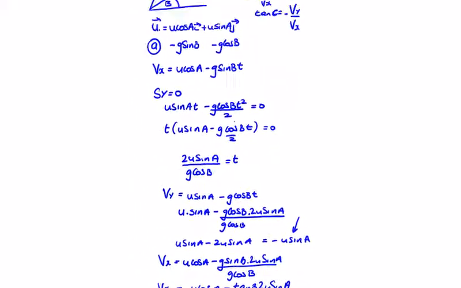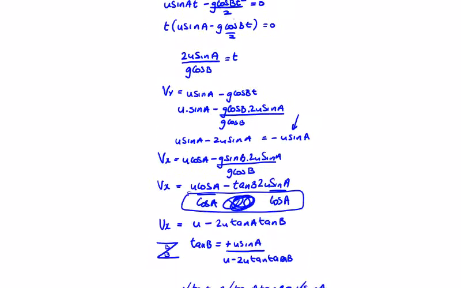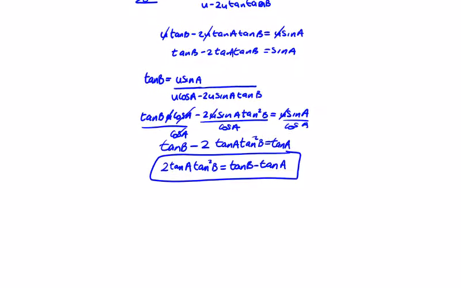There was one more part I think to this question. Find tan A if beta is 45 degrees. So if beta is 45 degrees, the tan of 45 is equal to 1. So therefore the tan of beta is equal to 1. So I get 2 tan A times 1 is equal to 1 minus tan A. So 2 tan A plus tan A, 3 tan A is equal to 1. So tan A is equal to 1 over 3.